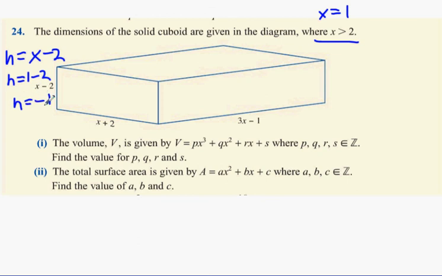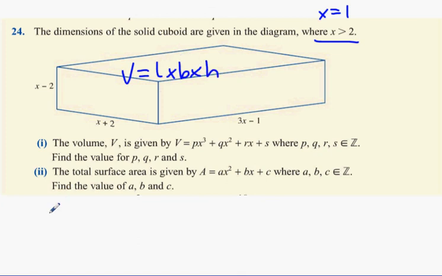It's lower than 2, which means the height would be minus 1, and it's possible to have a height of minus 1. That's why that exists there. Good spot, Sean. Okay. Now, find the volume. What's the volume of a cube, of a rectangular solid? What's the formula?